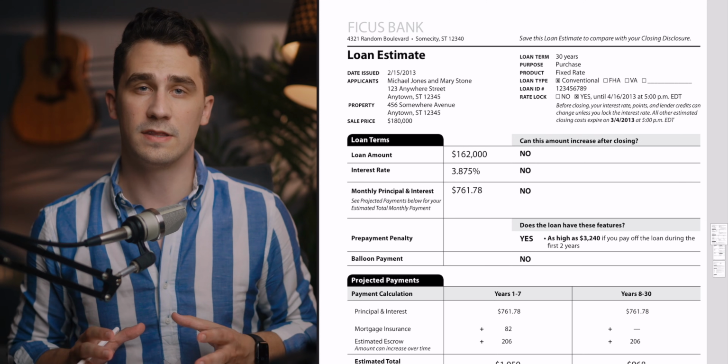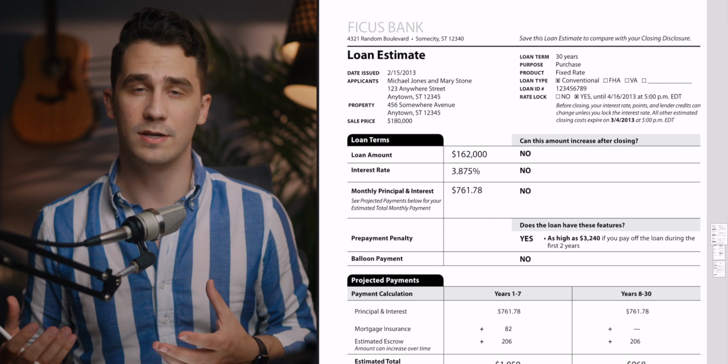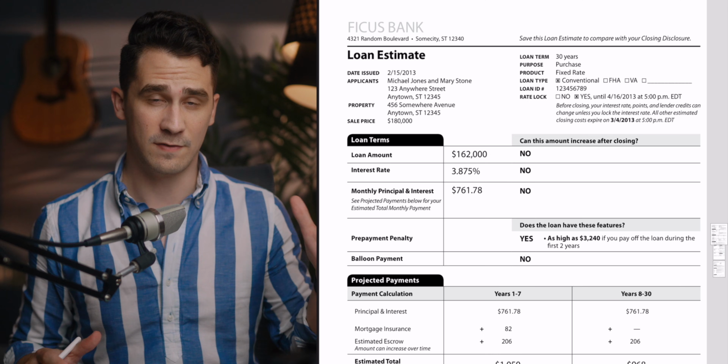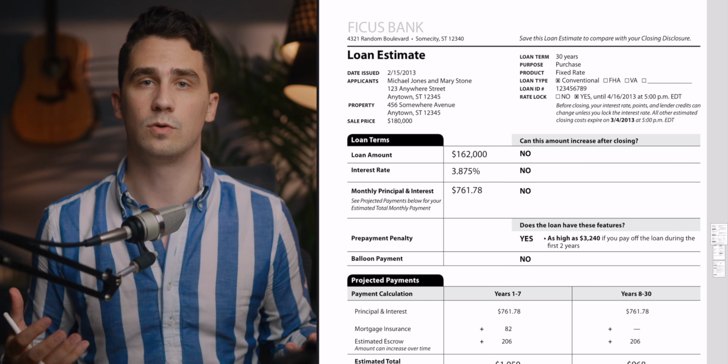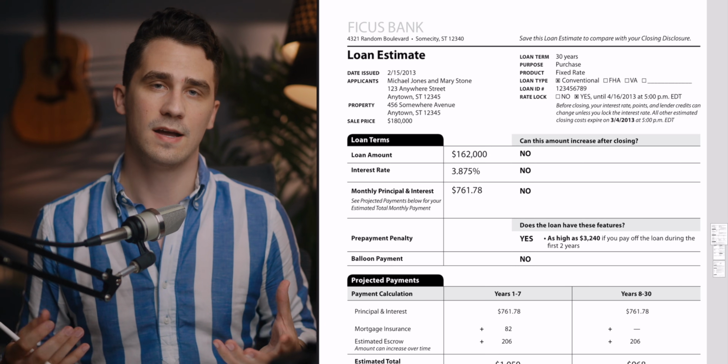One of the most terrifying things about getting a home and getting a mortgage is, what are all the details? How much do I have to pay per month? What's my interest rate? How much interest am I going to pay over this loan? What are the total costs? What are the hidden fees that might come up?